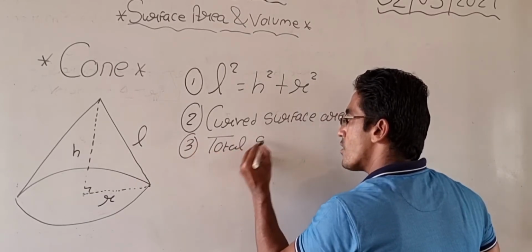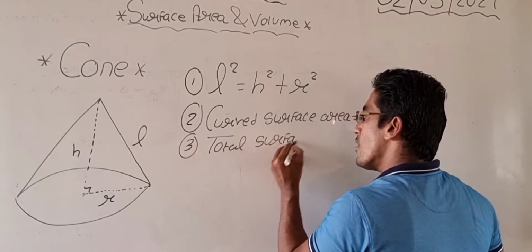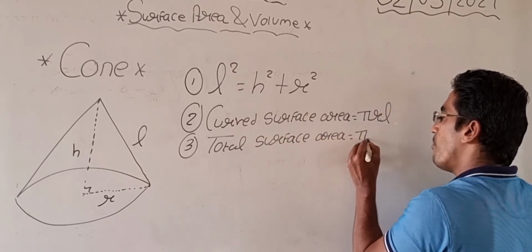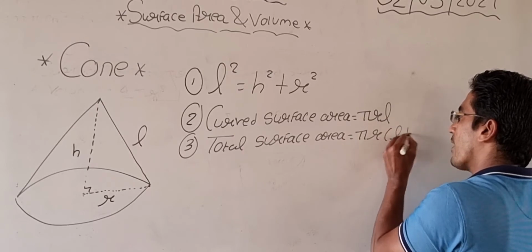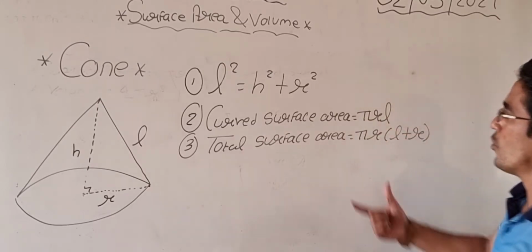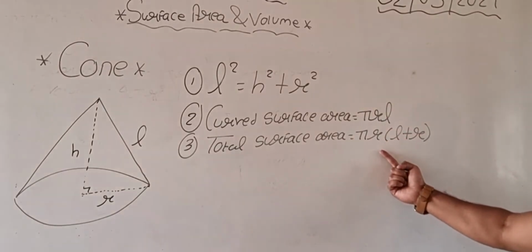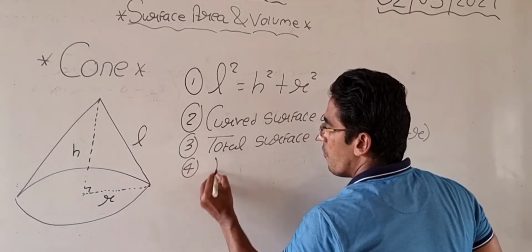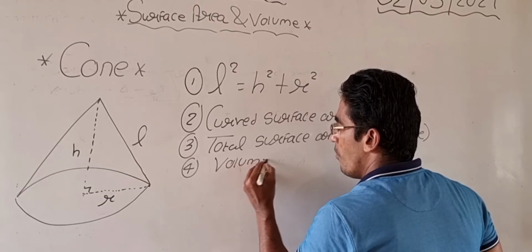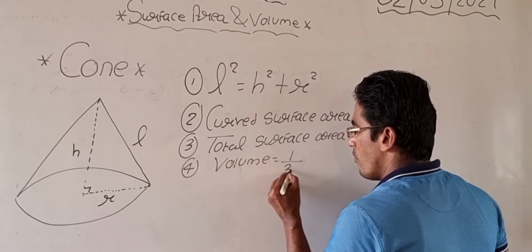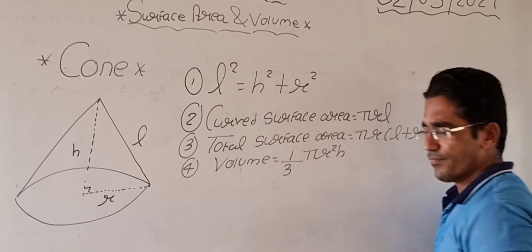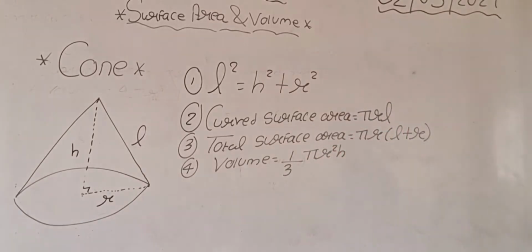Total surface area is equal to pi r in the bracket l plus r. What is total surface area? Pi r in the bracket l plus r. And last is volume. Volume of a cone is equal to 1 upon 3 pi r square h. So we have seen four formulas.